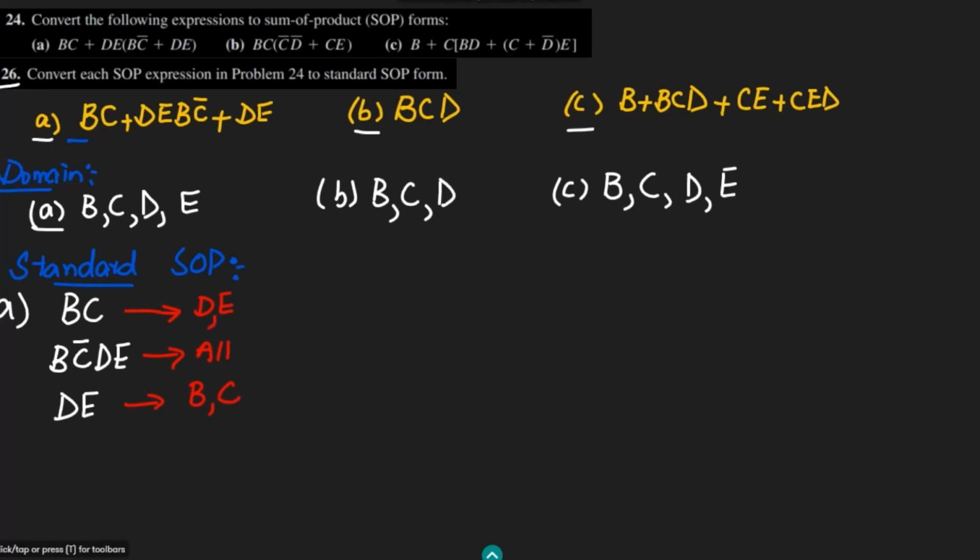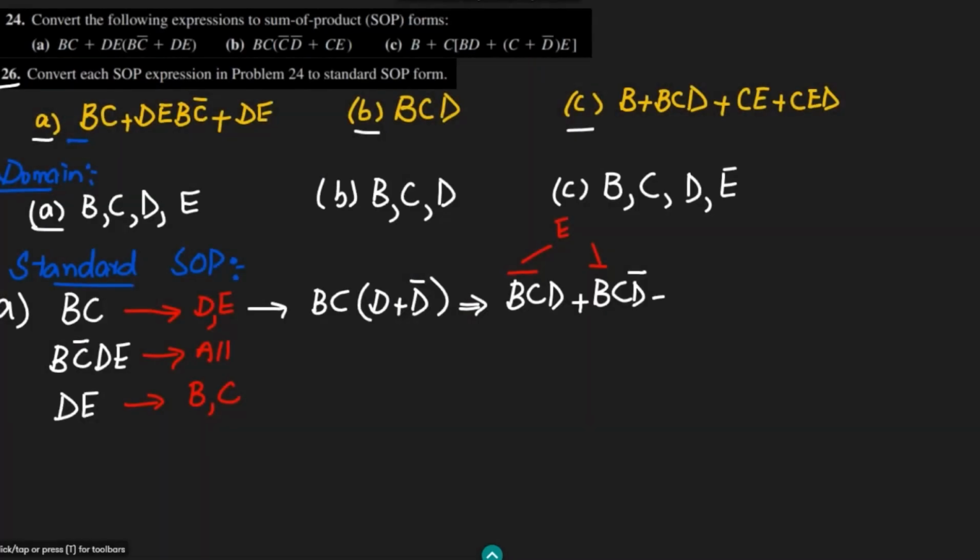Let me write commas here. In order to convert this BC into standard form, using the same formulation, first of all let me multiply it with D plus D prime. So from here I will get BCD plus BCD prime. Also, as we can see, in each term now E is deficient, in both terms E is not available. So with both of them I have to write BCD times E plus E prime and also BC D prime times E plus E prime.